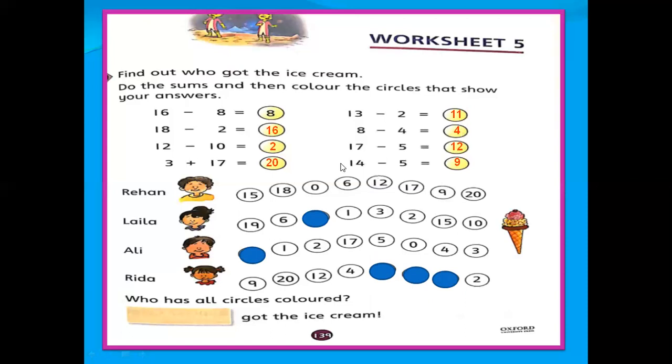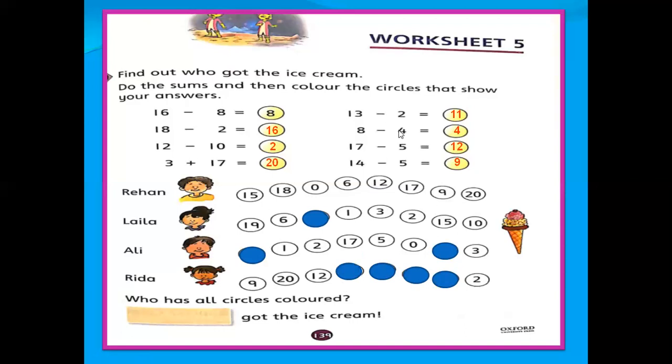Next, four. In the fourth, color the fourth. In the first line, no four. In the second line, no four. In the third line, this is four, color this one. And in the fourth line, this is four, also color this one.